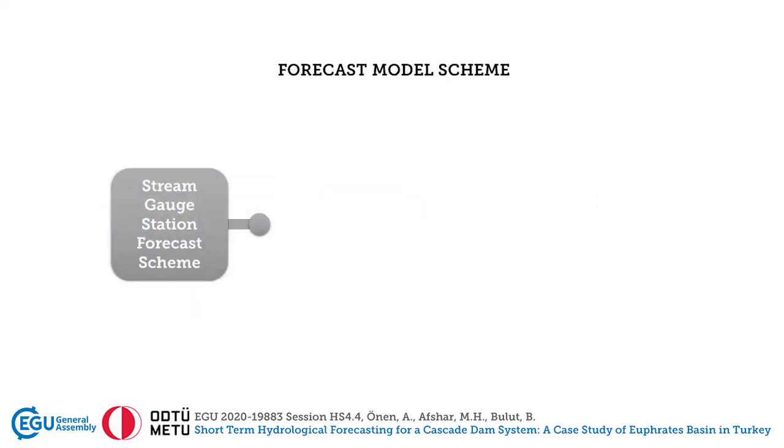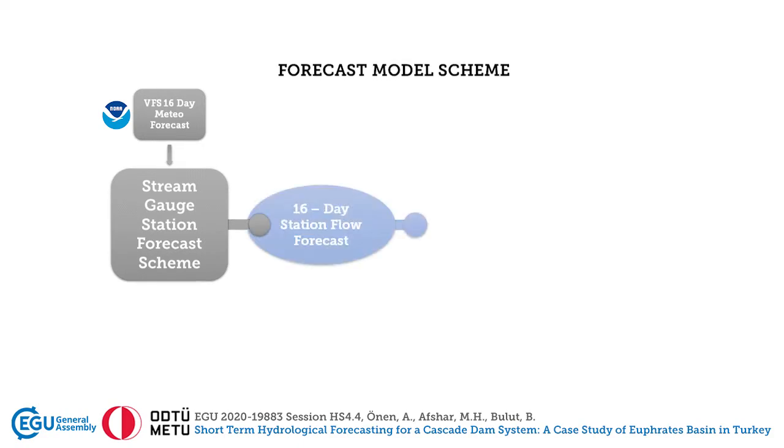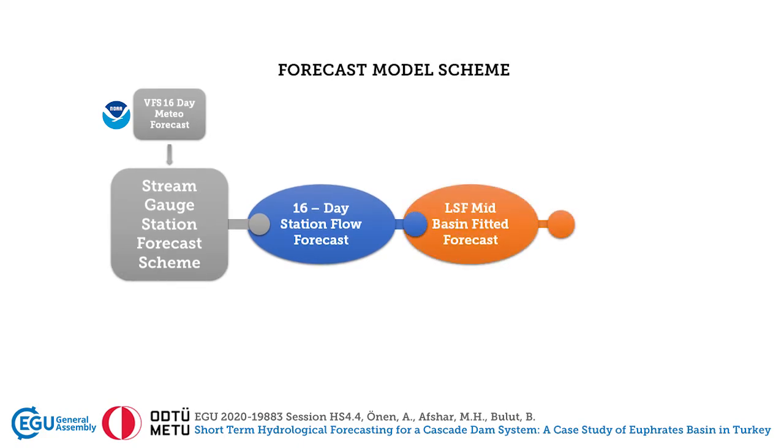In our forecast model, we use NOAA's GFS weather forecast as input since it is easily accessible, and then we obtain a 16-day-long flow forecast for the stations. In the next part, we decided to simulate the mid-basins between each cascade facility rather than the bulk basin for better accuracy, and by using those forecasts, we least-squares fitted the data into the mid-basins.